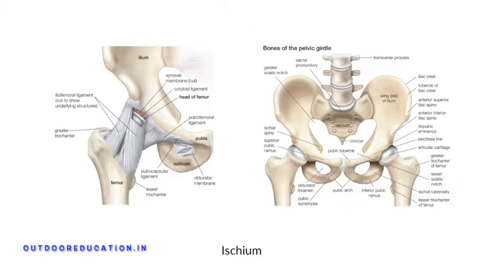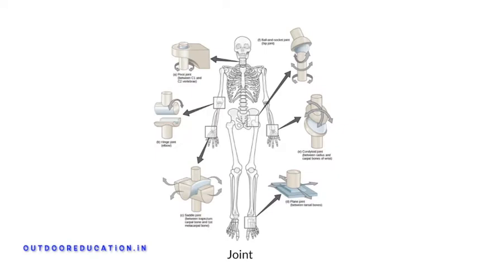The next in our presentation is ischium. This is the lower posterior portion of the pelvis. Joints. We have several joints from our head to toe. These are the points where two bones come together.